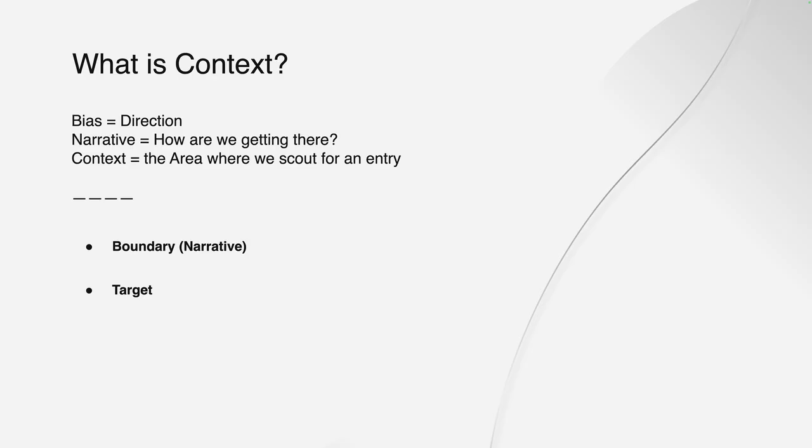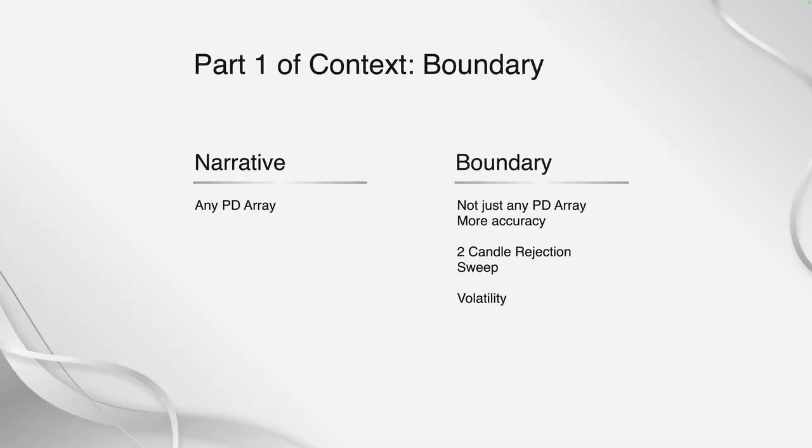Then we have context. Context is the area where we now scout for an entry. Also known, like I mentioned in the beginning, the context area. And the context area is exactly the area where you can look for an entry on the lower time frame, for example. And the context exists of 2 components, where we have the boundary, and I have narrative right there as well, because it's closely related, but it's not exactly the same. Then we also have the target right there, which is the second component, the second part of context. So let's first go over the boundary, where part 1 of context is the boundary.